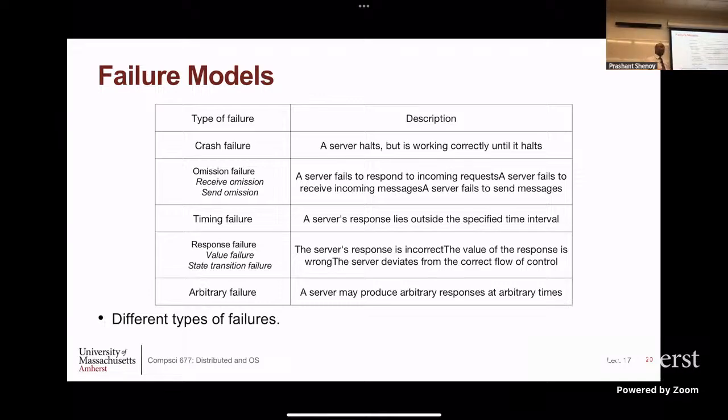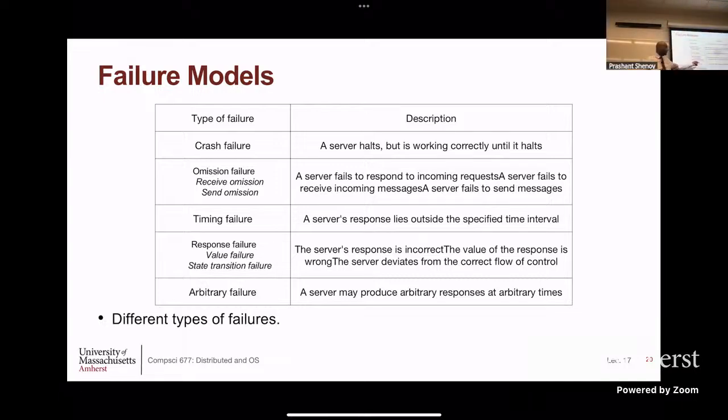An arbitrary failure, which is the worst type that we will deal with, also called Byzantine failures, is saying that the server may produce arbitrary responses at arbitrary times. Sometimes the server looks like it's working well, giving you a correct response. Other times it's sending you garbage. And you can't tell when it will do the right thing and when it will do the wrong thing.